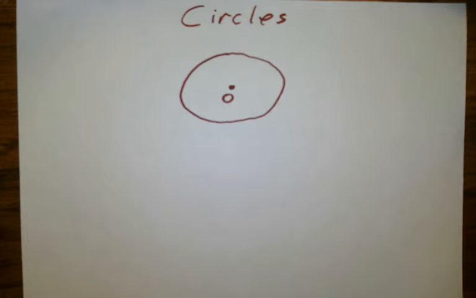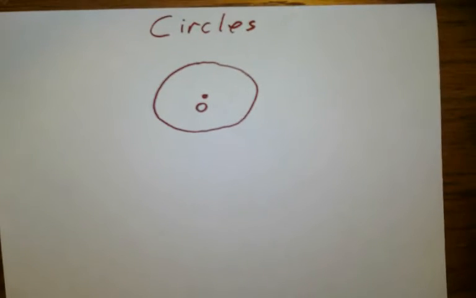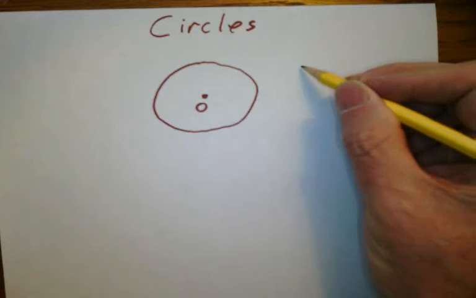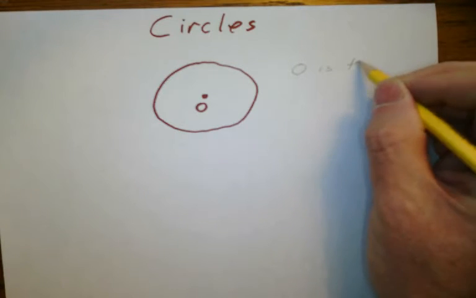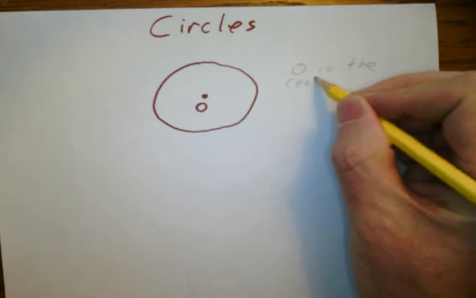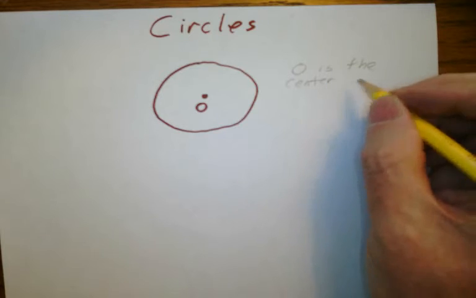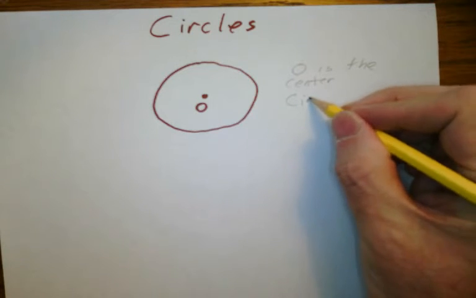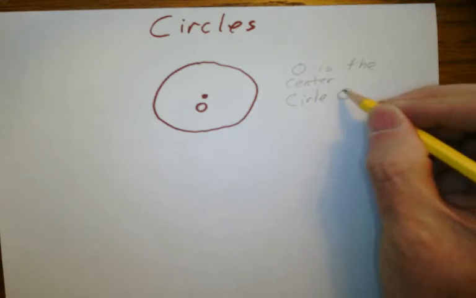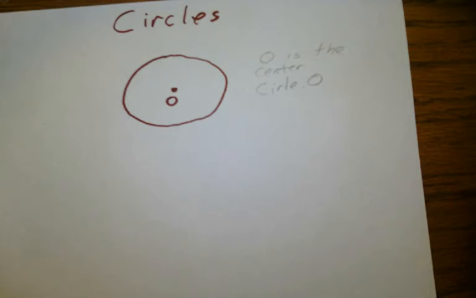So here you see a circle with a point O in the middle. That is called the center. And the way we name a circle is we use the center. So this is going to be called circle O. Just like we named line segments and triangles, you name a circle by its center.